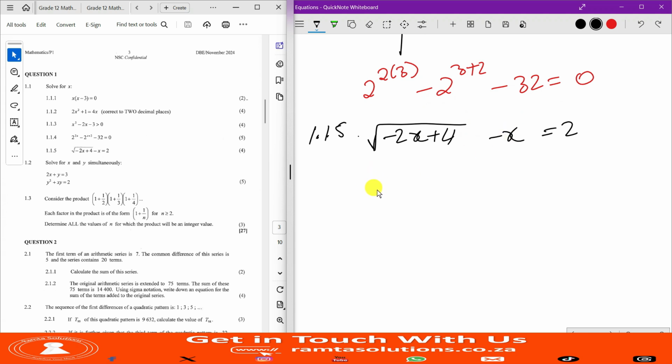So let's do this. Minus 2 square root of minus 2x plus 4 is equal to x plus 2. I'm going to write this slowly, guys. It'll be minus 2x plus 4.